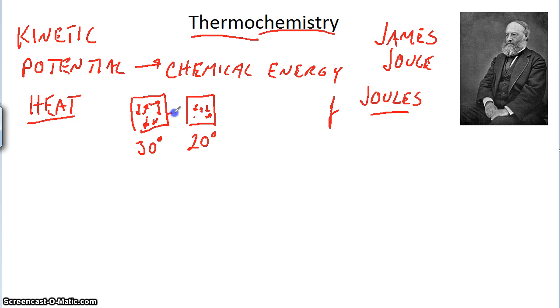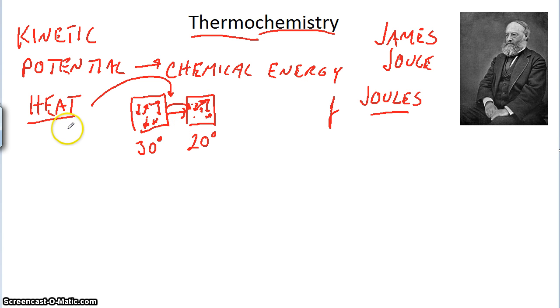If I bring these objects in contact with this object, these faster moving particles will hit these slower moving particles, causing them to speed up. So they'll go faster, and this energy that's being transferred is what we call heat. So this is what heat is. Heat is this transfer of energy. It will always flow from the hotter to the cooler thing.